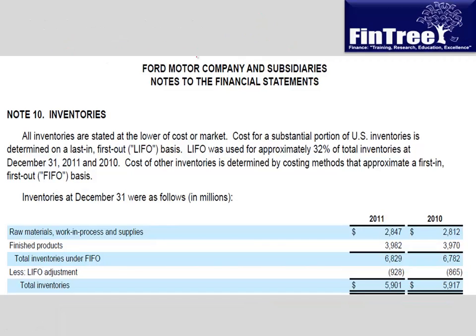Now this is an example. This is a note to the accounts of Ford Motor Company, which is operating in a US GAAP environment. All inventories are stated at the lower of cost or market. Cost for a substantial portion of US inventory is determined on a LIFO basis. LIFO was used for approximately 32% of total inventory. Cost of other inventory is determined by a costing method that approximates first in, first out.